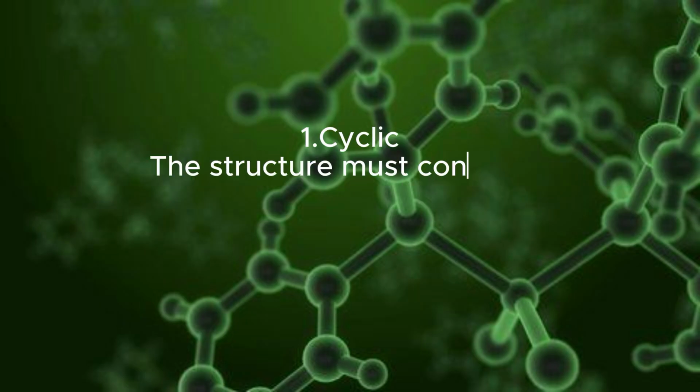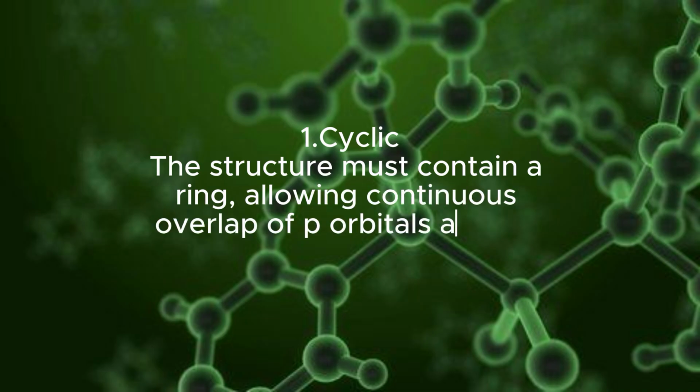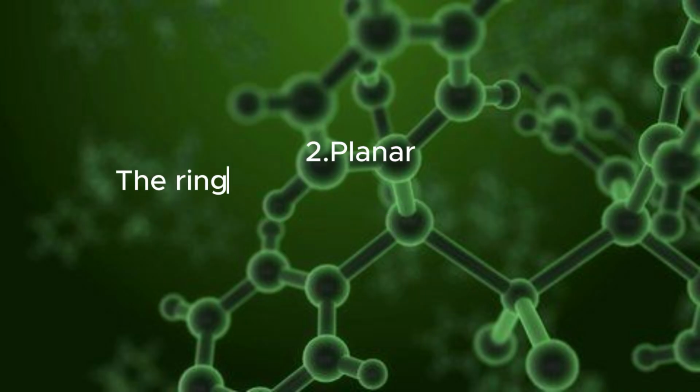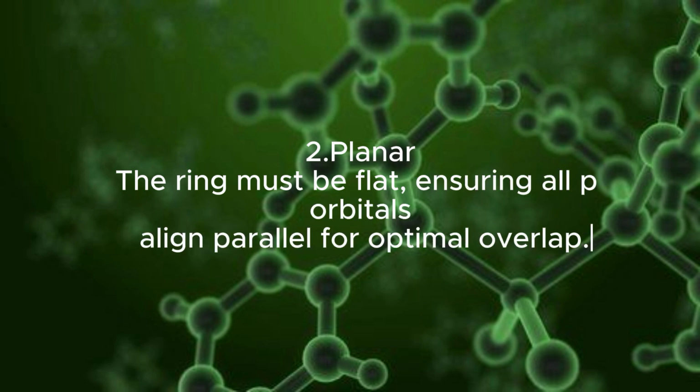1. Cyclic, the structure must contain a ring, allowing continuous overlap of p orbitals around the cycle. Acyclic molecules, or open chains, cannot achieve this loop. 2. Planar, the ring must be flat, ensuring all p orbitals align parallel for optimal overlap. Non-planar rings, such as boat-shaped structures, disrupt this alignment.